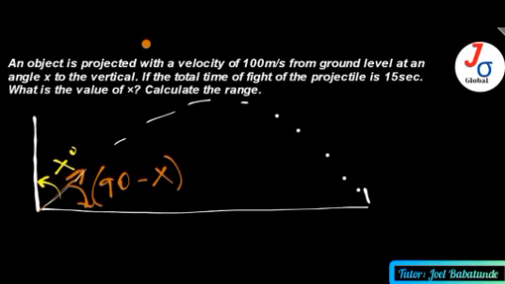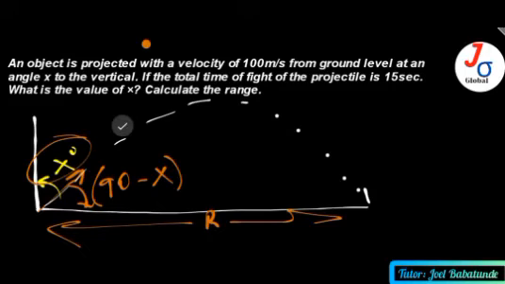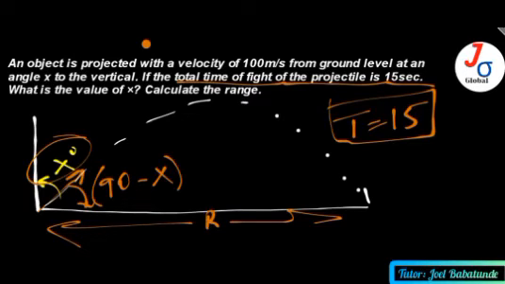Then we have the range from here to here. That's what I have to calculate. So far, so good. First, we have to calculate for our x. How do we do that? They said the total time of flight of the projectile is 15 seconds, so capital T is equal to 15. From our T, we can get our 90 minus x degrees; all of this is theta.